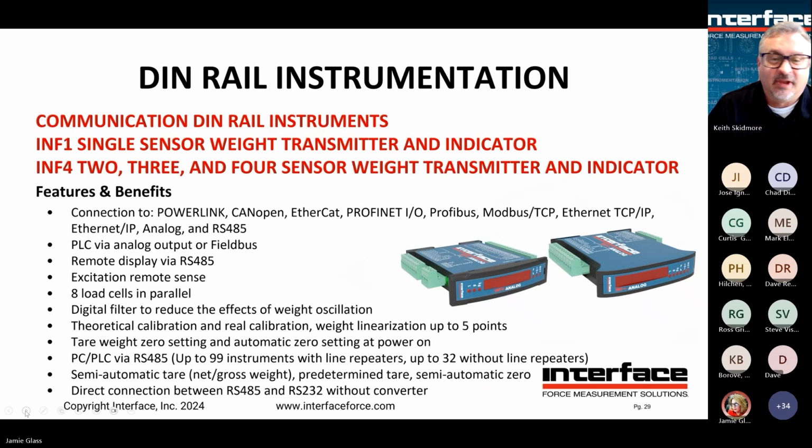Next slide. So I mentioned our INF1 earlier. This is an example of an INF1 single sensor digital signal conditioner. And then there's also the INF4, which has 4 inputs. So it can be used with 2, 3, or 4 sensors. It could also be used with 1 sensor, but really no reason to use a 4-channel one if you only have 1 sensor. What these do is they take the millivolt per volt input from the sensor and convert it to digital. And then that digital data is available over whichever network you select.